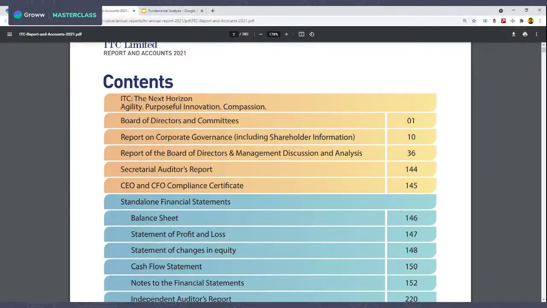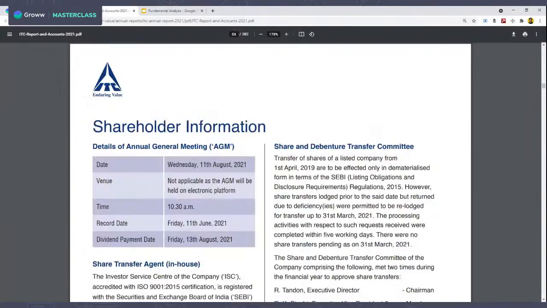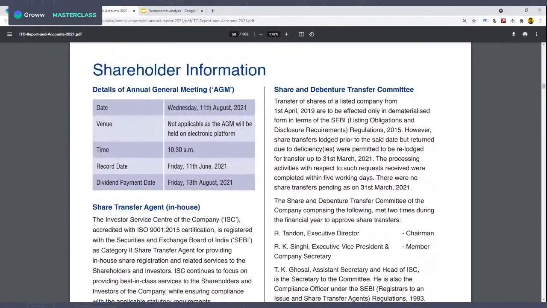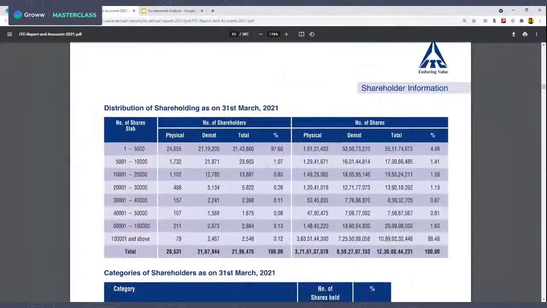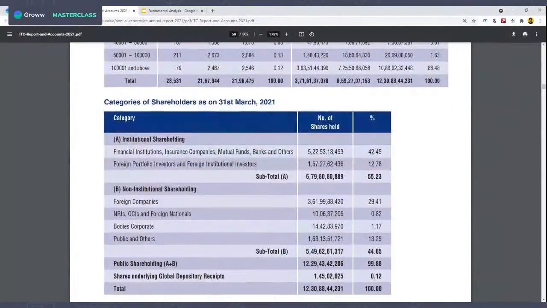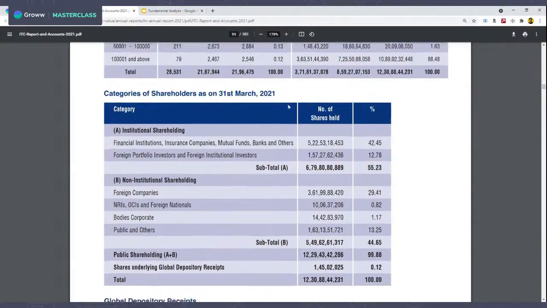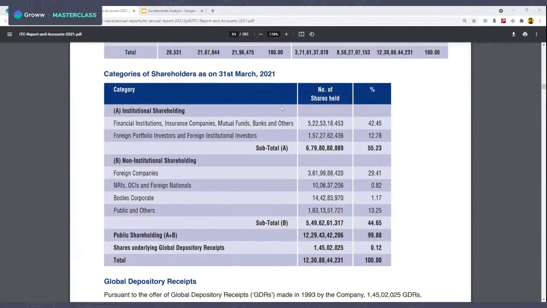So if you go through the report, you can find it, or you can do a quick search on the report. But I found it here and it's on page number 58, which says shareholder information. Okay, so it's over here, shareholder information, where it talks about everything, right? So let me go down a little bit. So it talks about the categories of shareholders as of 31st March 2021.